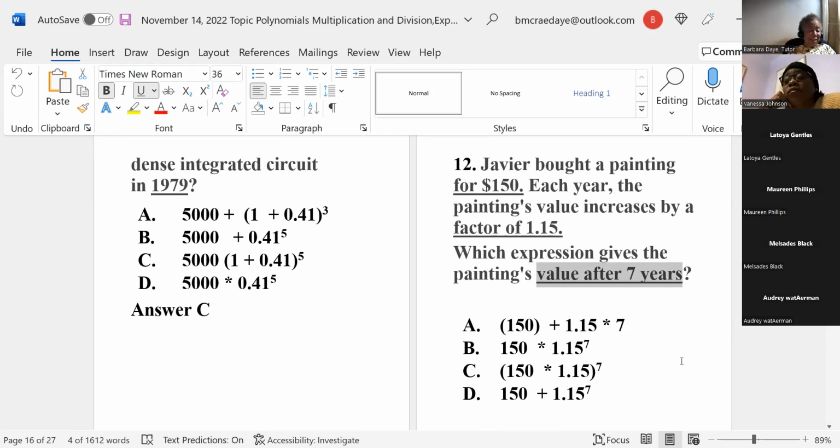Remember, Maureen, I said the base price is multiplied by something. C. No. B then. So, 150 multiplied by 1. What is it, Vanessa? 1.15. Vanessa, what is it? B. B as in boy. Thank you, Vanessa. Answer B. 150 times the increase factor 1.15 raised to the 7, the number of years.